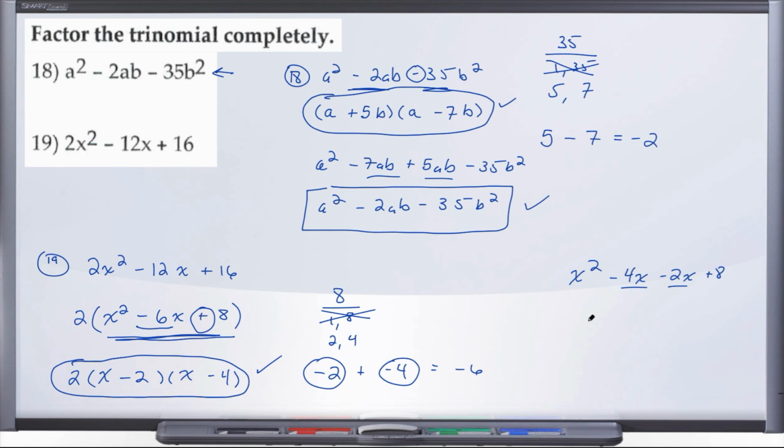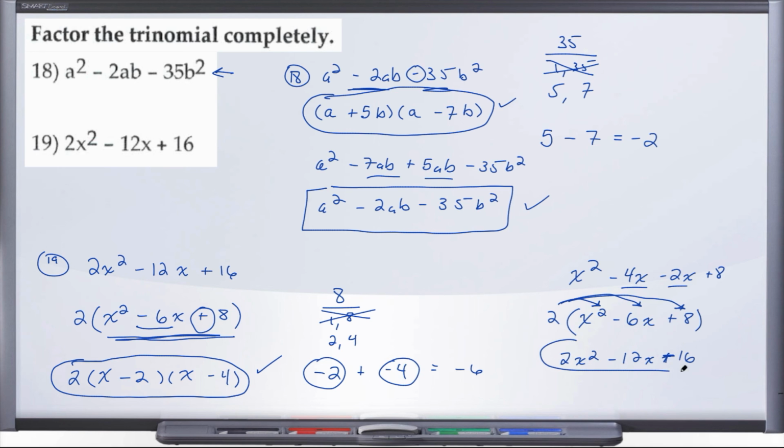Let's go ahead and combine like terms. So we get x squared minus 6x plus 8. All right, and then we're going to take that 2 that was on the outside, and now we're going to distribute it through and see what we get. So we have 2 times x squared, well, that gives us 2x squared. 2 times -6x gives us -12x, and 2 times 8 gives us +16, that's a plus.